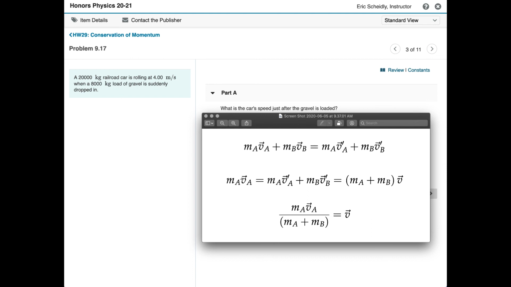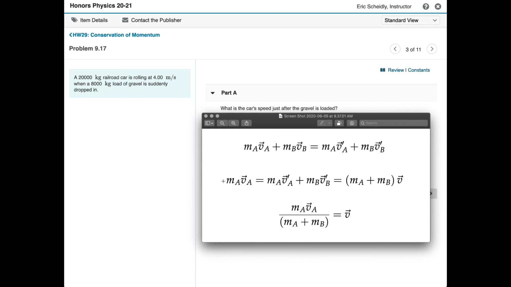MAVA is all alone on the left-hand side. On the right-hand side of the equation, the mass of the railway car and the mass of the load are going to move together as one object. When the load is dropped into the railway car, they move along with the same final velocity. So I've factored that same velocity. VA prime and VB prime are equal to the same velocity that I've just called V. I probably meant to put a prime on that, but it's not going to affect my solution at all.